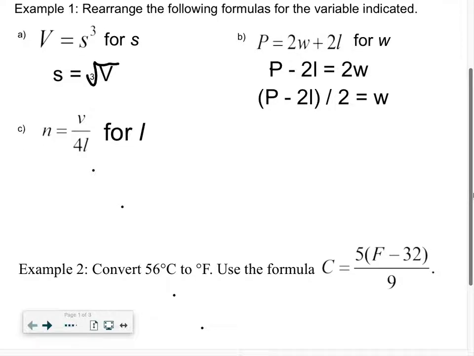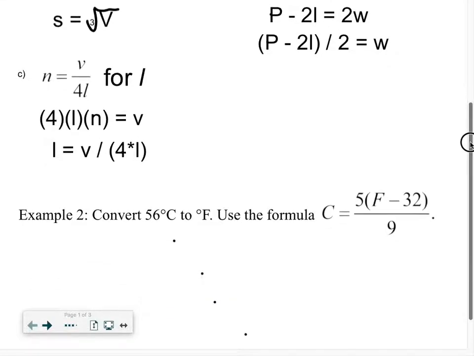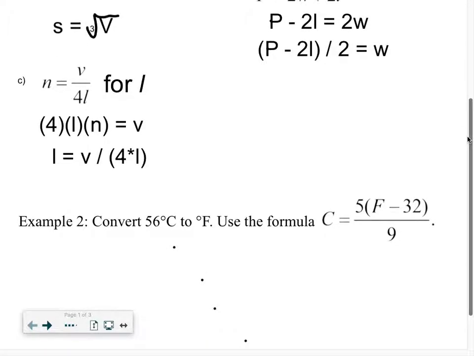Moving down, solving for L here. This one's a little bit harder. What I would do probably first is multiply the 4L up, so I'm multiplying both 4 and L to the other side. And now I'm going to just divide by anything that's not L. I'm going to divide by 4 and divide by N. So I get V divided by 4L, or 4 times L. Sorry, that should be N. So V divided by 4 times N, not L.